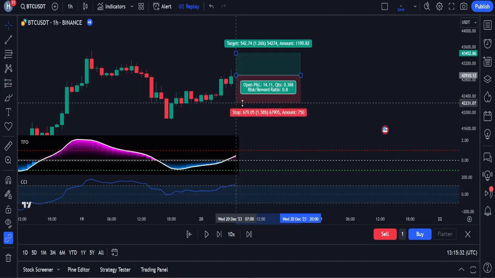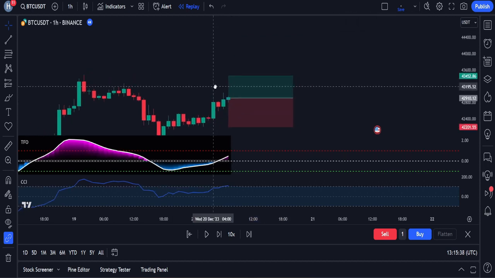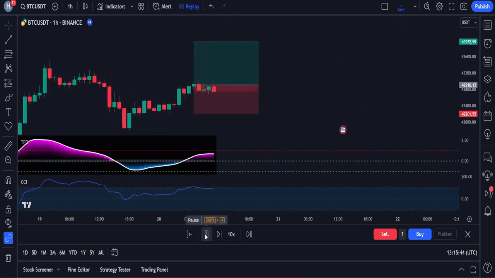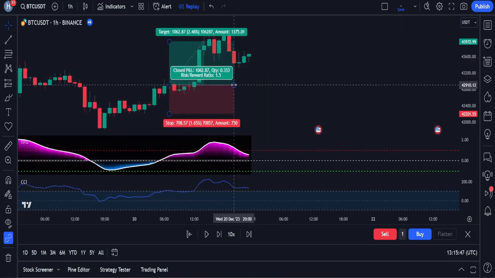So if all these rules are confirmed, we can open a buy position on this candle. You can set the stop loss at the recent swing low for buy trades, and we will set the take profit target at 1.5. Now let's see if the market will hit our take profit target or not. Now let's go through one more example of a buy trade.